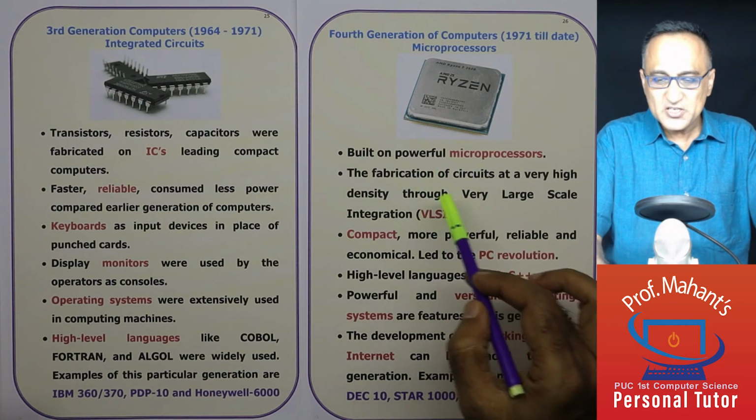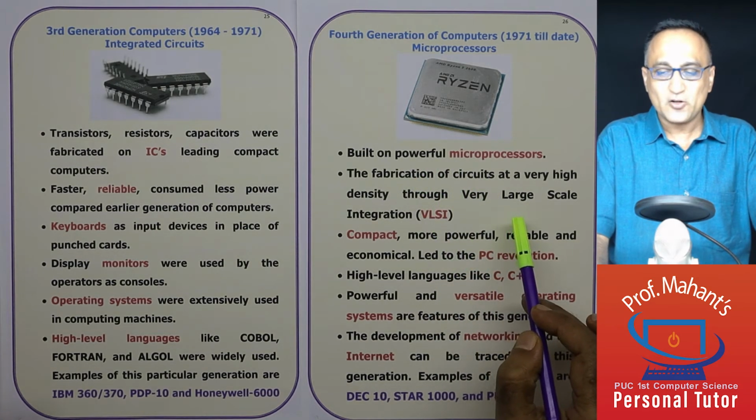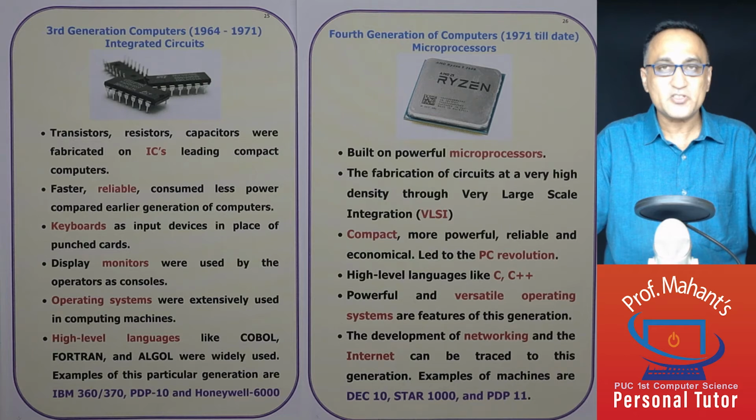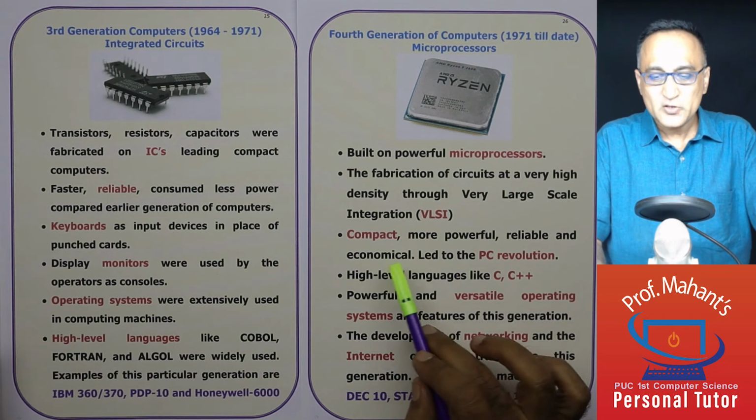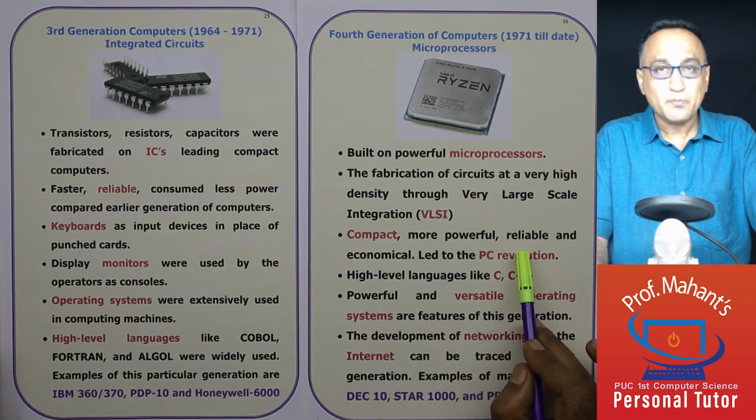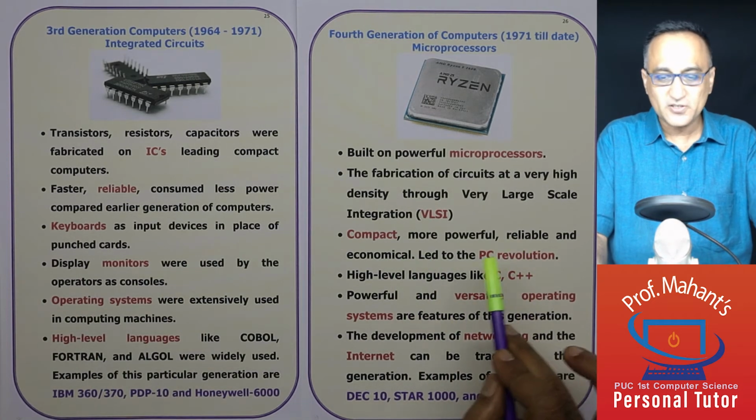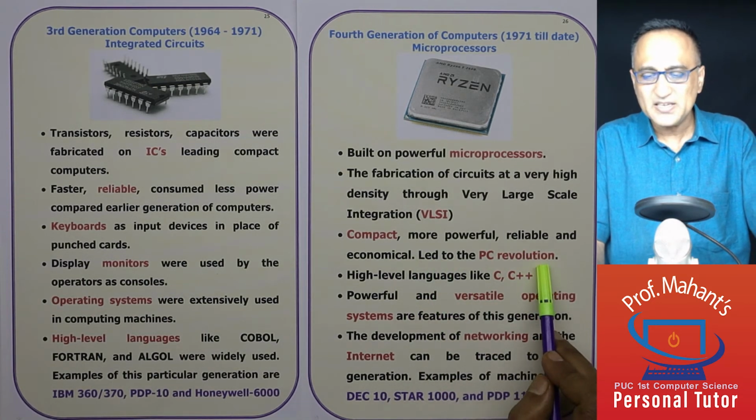All these changes came with the microprocessor and VLSI technology. VLSI is an electronic term which is used to indicate the density of electronic components that can be fabricated or created in a unit area. The higher number of transistors, resistors, capacitors that can be placed in a unit area, the better the performance of the machine is going to be, because smaller size is going to give you more power. So the machines became more compact, more reliable compared to the previous generation, and led to the PC revolution.